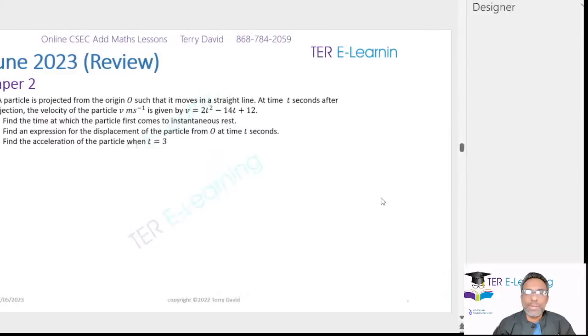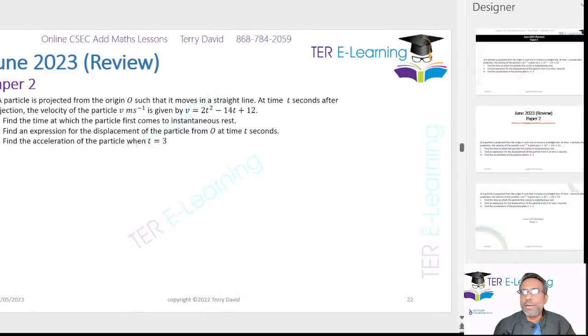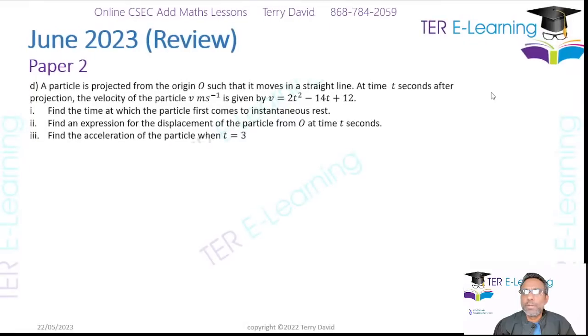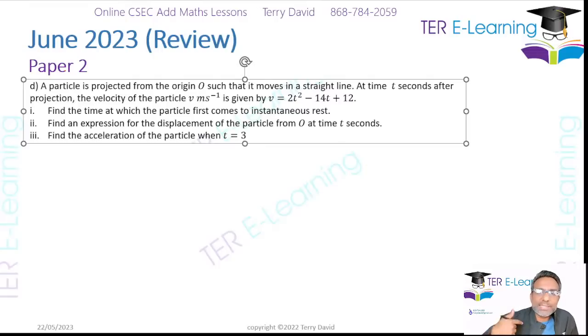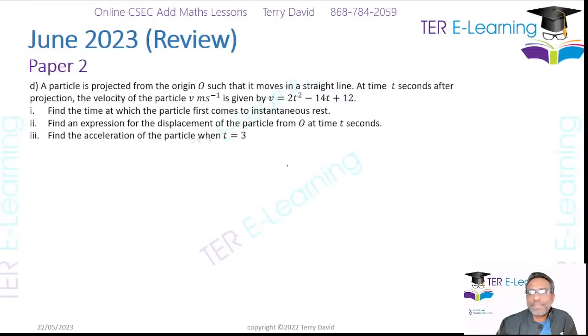Right, so you could get a question where we have nonlinear acceleration, where acceleration is not constant. So we have a particle here, and the particle moves in a straight line. At time t seconds after projection, the velocity of the particle is given by this formula here. So you have a formula for velocity.